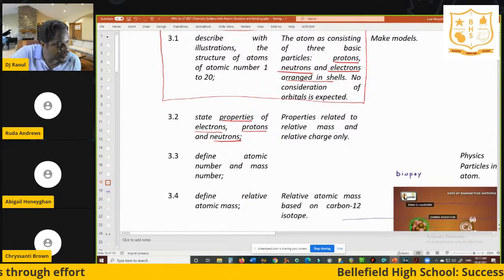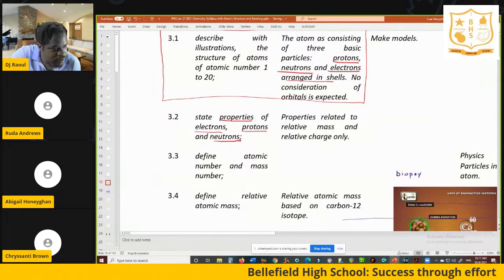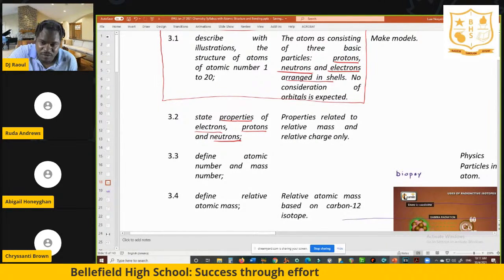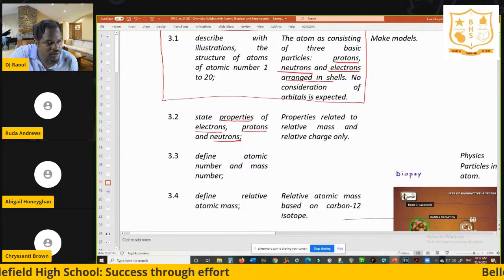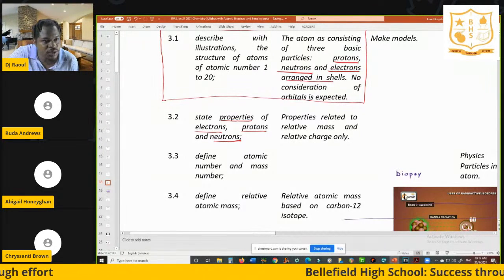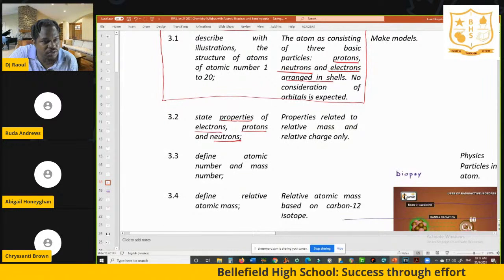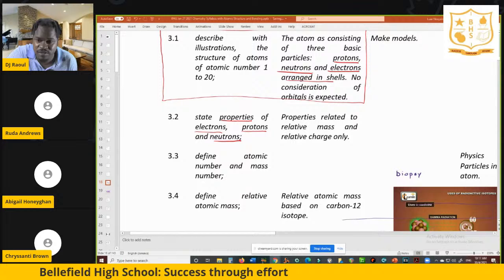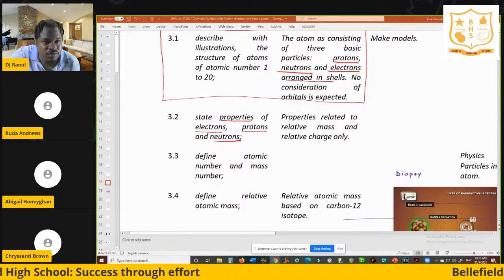All right. Anybody? We have O'Neill, Ruda, Abigail, and Chrysanthi. What do we mean by properties of electrons? Or let's put it another way. What are three things that you know about electrons? Three behaviors that an electron has.